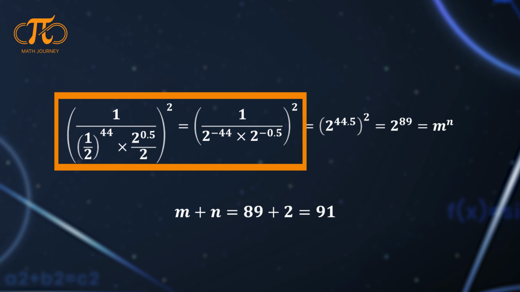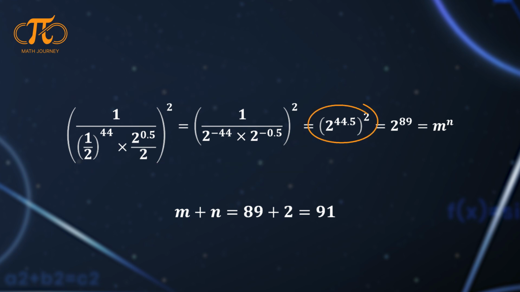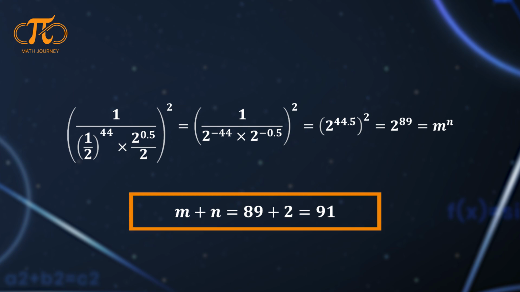Finally, when all terms are combined, the expression simplifies to 2 raised to the power of 44.5. Squaring this result, we get 2 raised to the power of 89. Hence, m equals 2 and n equals 89, so m plus n equals 91.